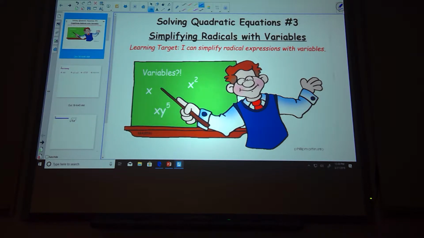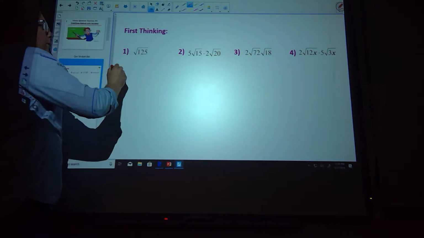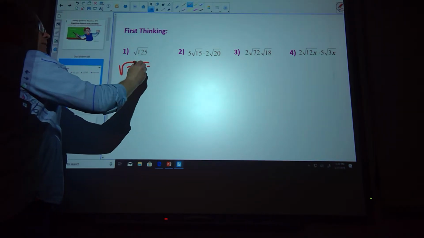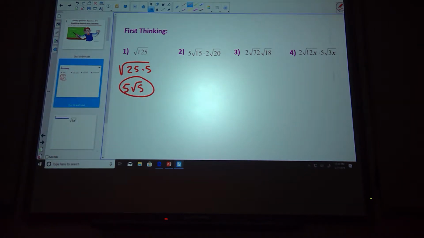All right, so we're kind of approaching this the same way we've been doing all of them. Let's make sure we feel comfortable with it. Hey, we just did root 125, right? And we saw that that was 25 times 5. So that gives me 5 root 5. We just did that, right? And then number 2, outside to outside we can multiply. And we can also multiply inside to inside.